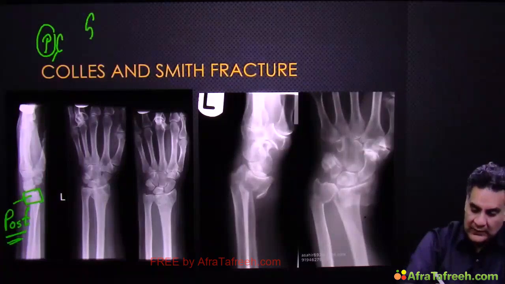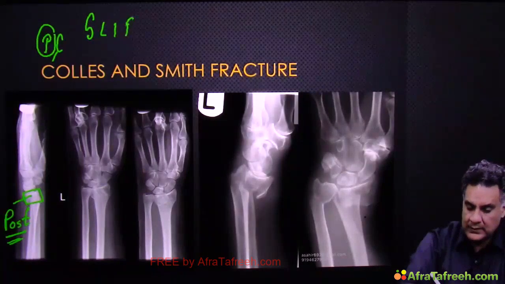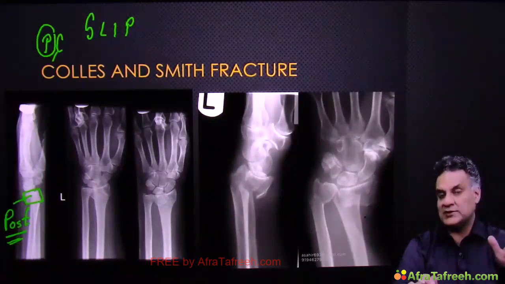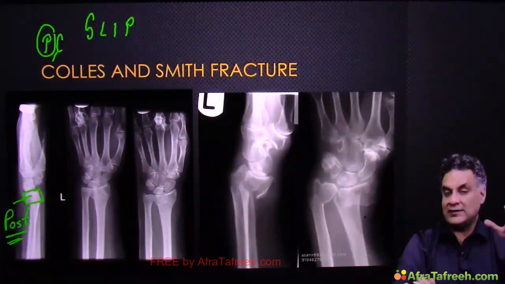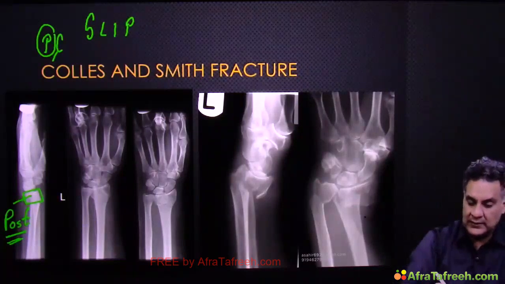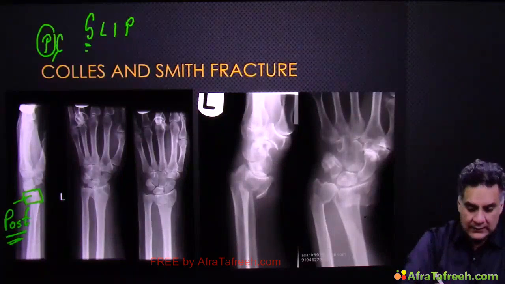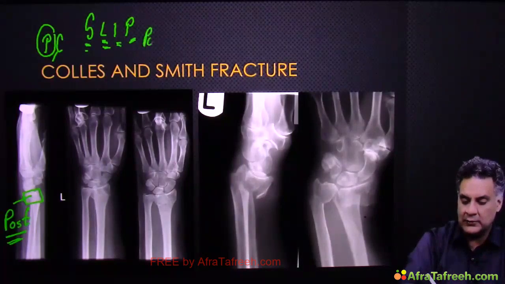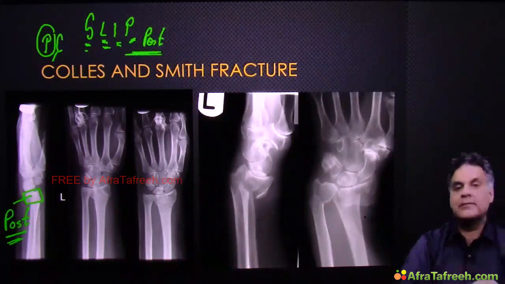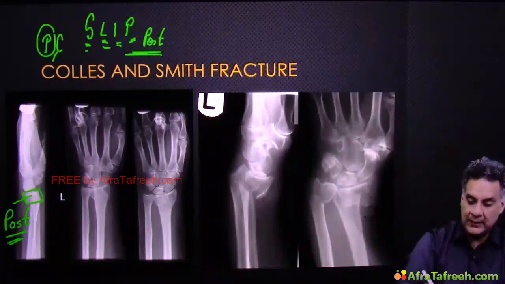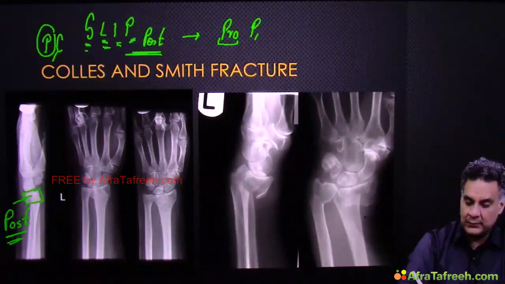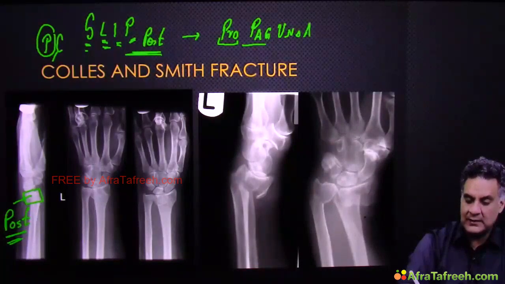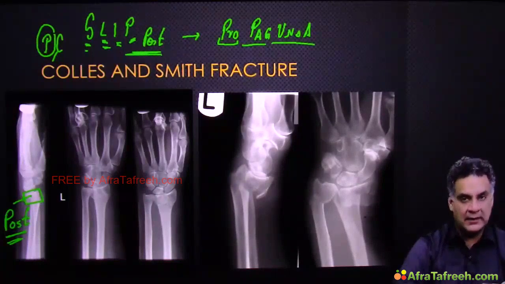The mnemonic is slip, because it occurs due to FOOSH injury, fall on outstretched hand, or a slip in a washroom. So the distal part is supinated. There is a lateral displacement. The two bony fragments are impacted, and most importantly, posterior displacement, slip. And when you reduce it, you apply opposite force. Opposite to supination is pronation. Opposite to posterior displacement is palmar angulation, and opposite to lateral displacement is ulnar deviation, remembered as propaganda.